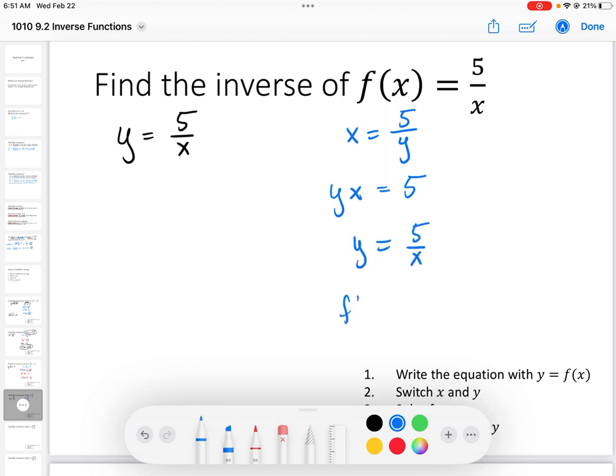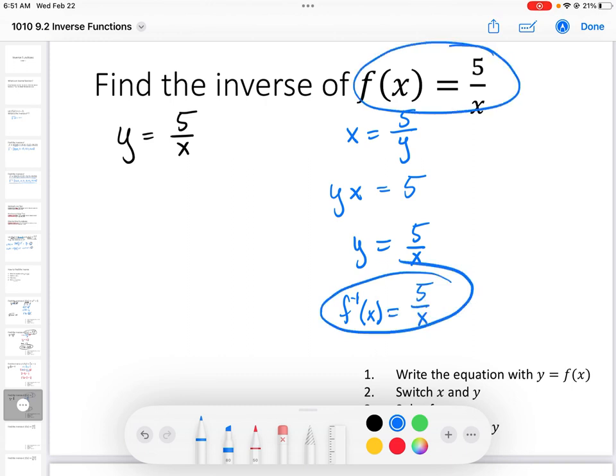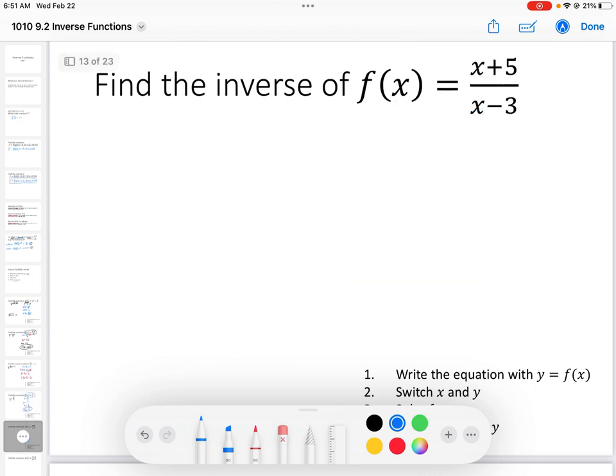And so this one's kind of an interesting function, because the inverse of the function is actually the exact same as the original function. So that one is kind of an interesting result. And then the last example I want to go over is how to find the inverse of a function that has multiple x's in it.